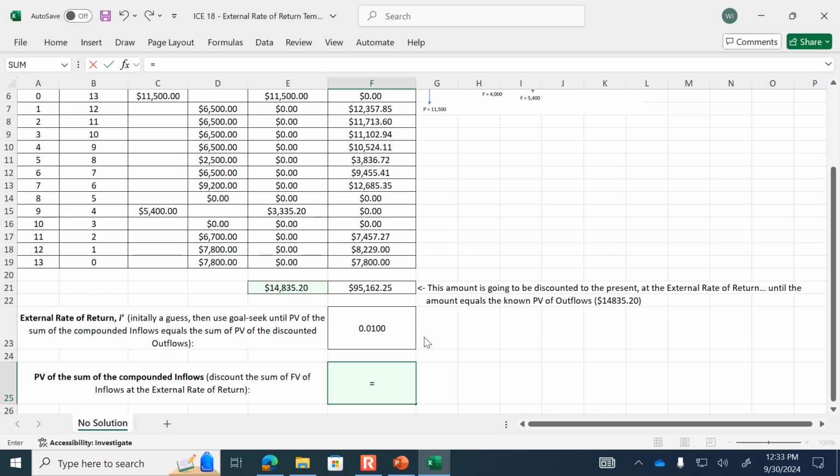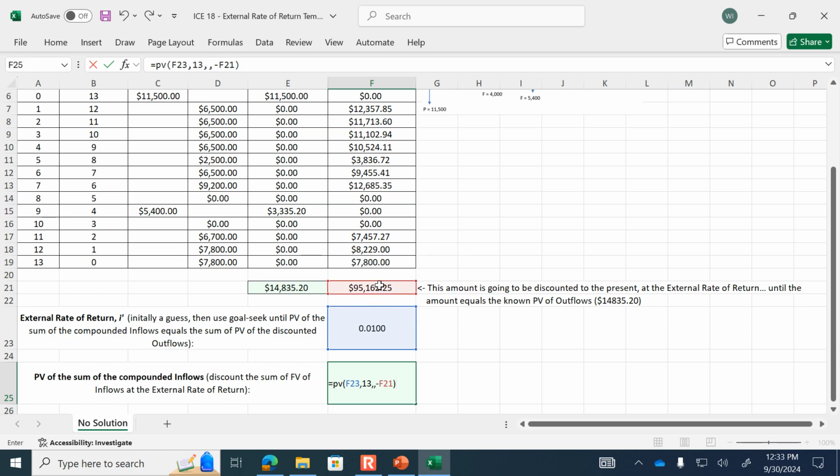So equals PV. I'm doing PV at some unknown interest rate, starting off with the guess of 1%. The number of years: it's in year 13 and we're taking it to year 0. So I'm just going to hard code in here 13 years. Okay, skip over the payment field because it's just a single lump sum that I'm going to be discounting. It's $95,000 in the future. So minus of the amount.